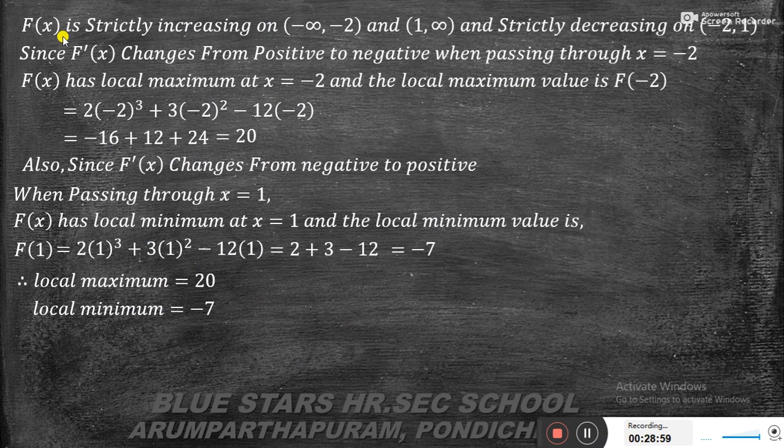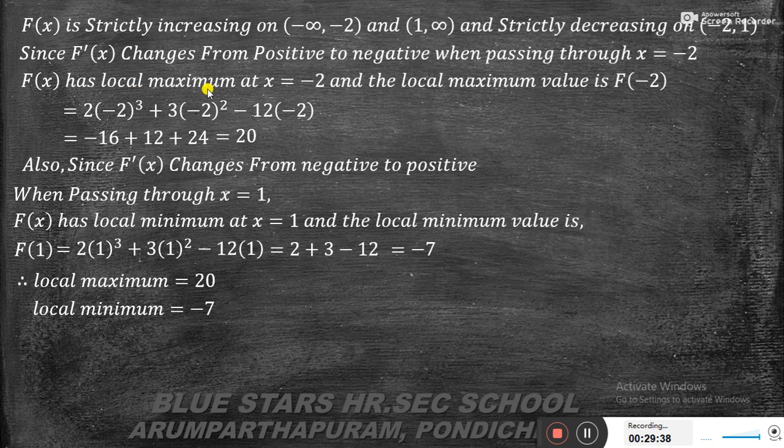So f of x is strictly increasing on minus infinity comma minus 2 and on 1 comma infinity, and the strictly decreasing interval is minus 2 comma 1. Therefore f dash of x changes from positive to negative when passing through x equal to minus 2, and f of x has a local maximum at that point.